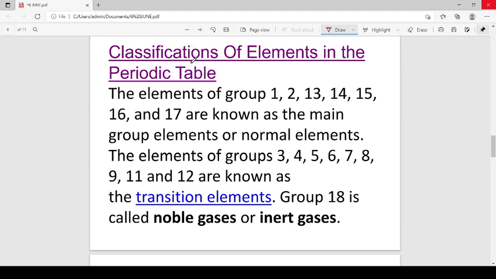Now, the classification of this periodic table. The elements placed in the periodic table are classified, and how they are classified we will see over here.